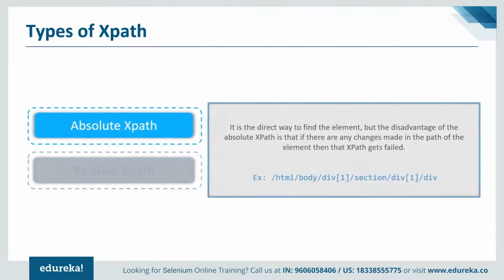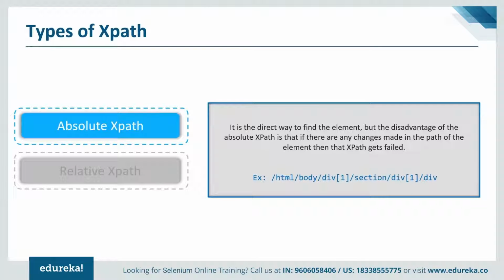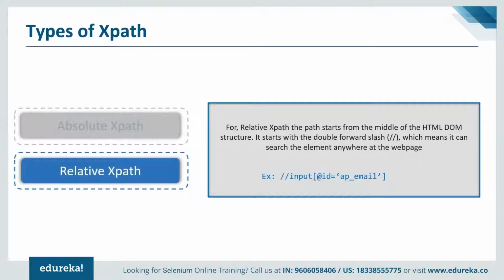Absolute XPath is a direct way to find an element. But the disadvantage of the absolute XPath is that if there are any changes made in the XPath of the element, then that XPath fails. Correct? So this is your absolute XPath syntax example. I just showed you how. And relative XPath starts from the middle of the HTML DOM structure. It starts with a double forward slash, which means it can search the element anywhere on the web page. Correct? So what does a single slash mean if it is used inside the XPath?